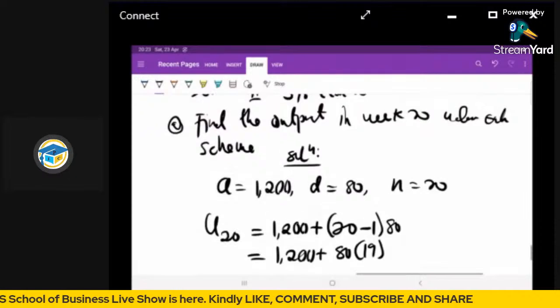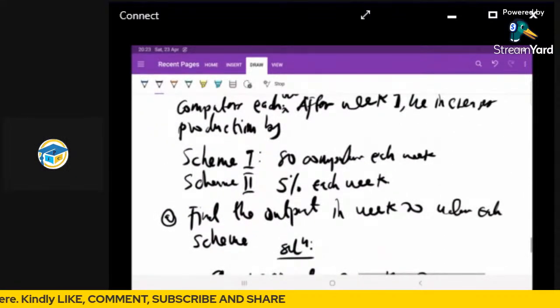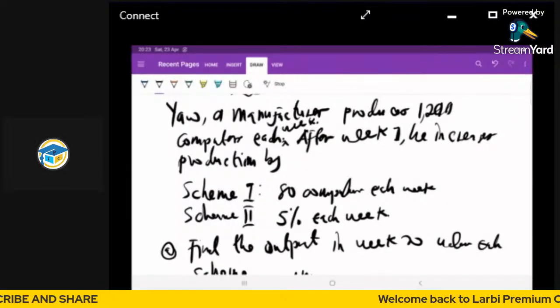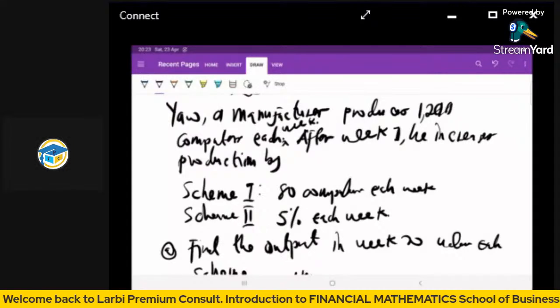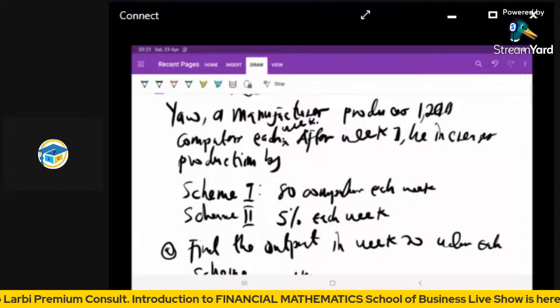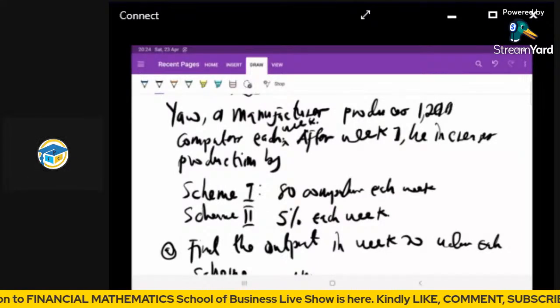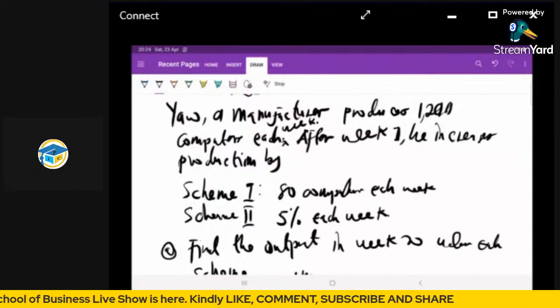But to deal with the second scheme, since it is given in percentage, we're going to apply 5% on the 1,200 as the first production output that Yahoo produces. So you apply that on it, and then you are good to go. Let's see that one too.